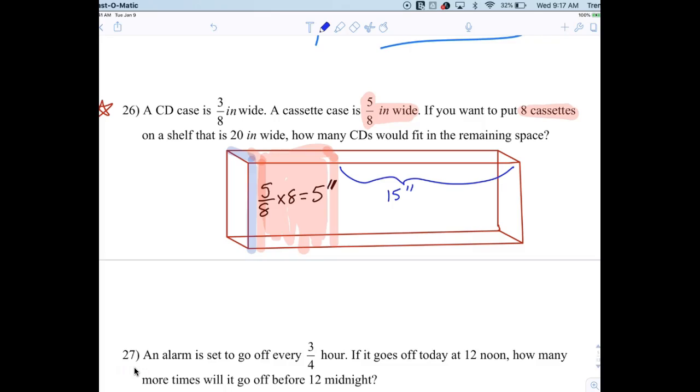Right? Because we already said the shelf was how long? We said the shelf was 20 inches. You agree with that? All right, does that make sense so far? Yeah.